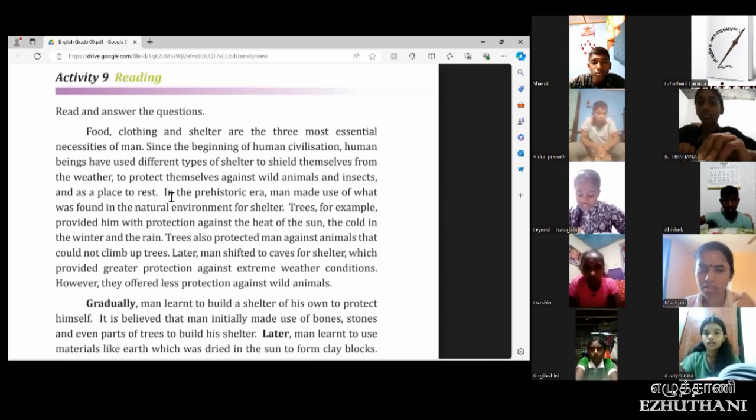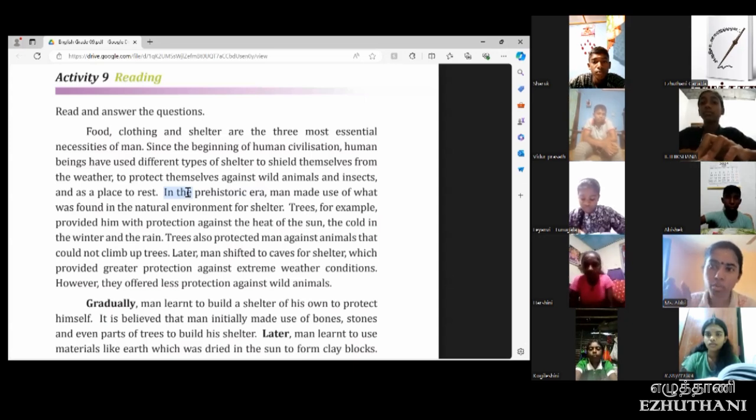In the prehistoric man made use of what was found in the natural environment for shelter. Okay, good. I'm going to read the sentence once, and then I'll read a few words, and then you repeat. நான் ஒருக்கா வசனம் வாசிப்பேன், கொஞ்சம் வார்த்தைகள் வாசிப்பேன், அப்புறம் நீங்க repeat பண்ணலாம். Okay?